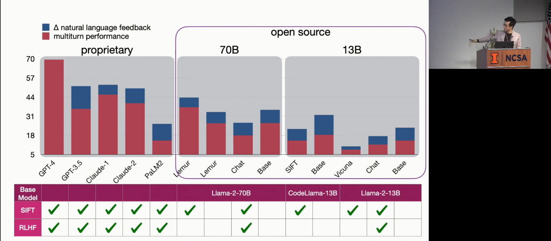The first trend we can see is that even the best performing open source model underperforms all of the proprietary models, except PaLM-2 by Google, which actually underperforms half of the open source models on this figure.